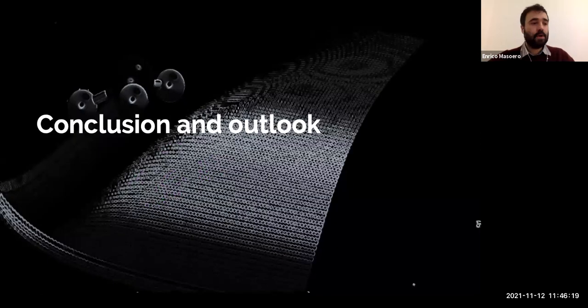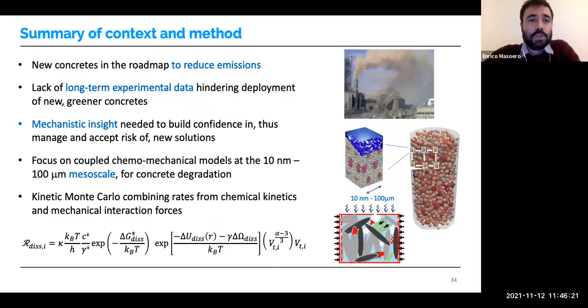So finally, let me conclude. What I've showed you today is we started with the roadmap to reduce emissions from concrete production. We saw how a barrier for the implementation of new concretes is that we don't have long-term experimental data on it, and we cannot trust accelerated aging tests blindly. So we need to understand a bit better the mechanisms that would drive the degradation of a material depending on its chemical composition and microstructure.